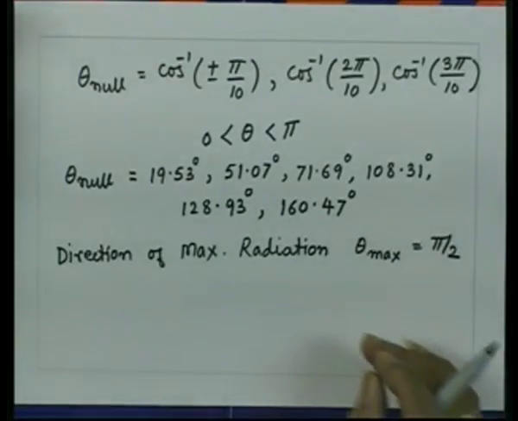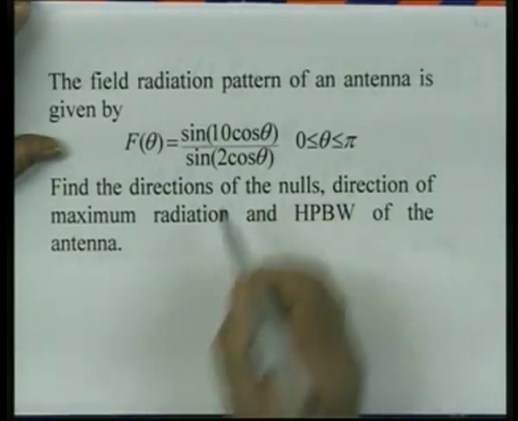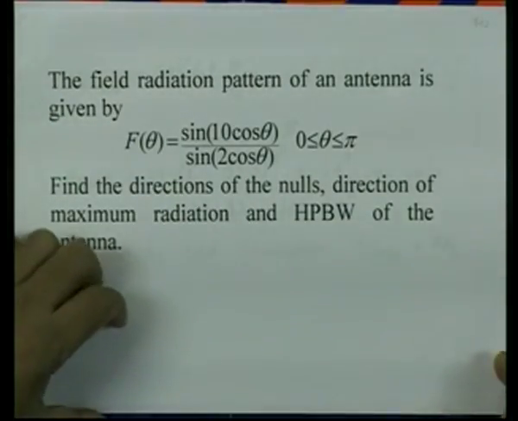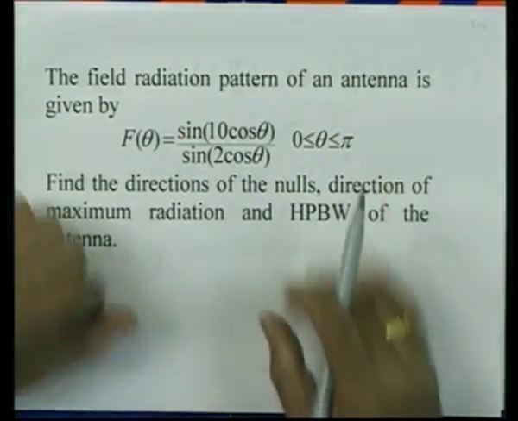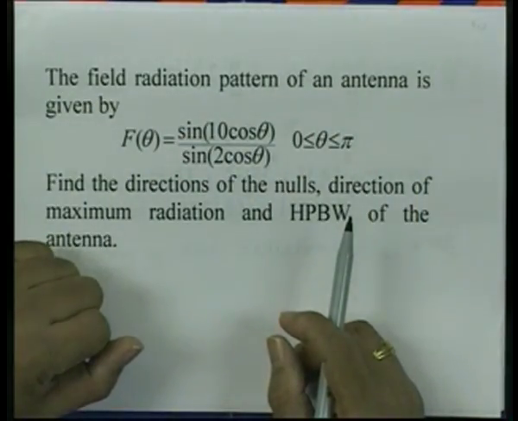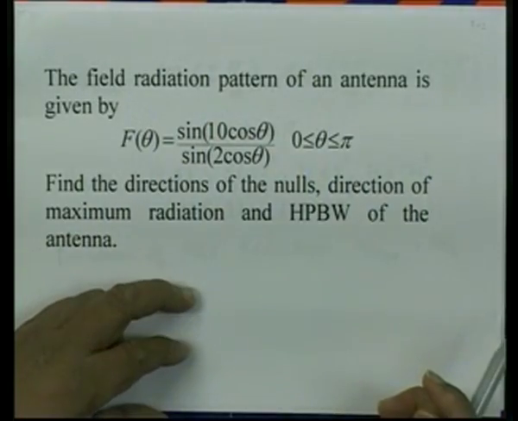Now, to find out the half power beam width of the antenna, essentially we have to take this field expression, find out the maximum magnitude which you can get for this field, then you find out the angle for which the field will reduce to 1 over root 2 of its maximum value, and the angular difference between these two angles essentially will give the half power beam width.